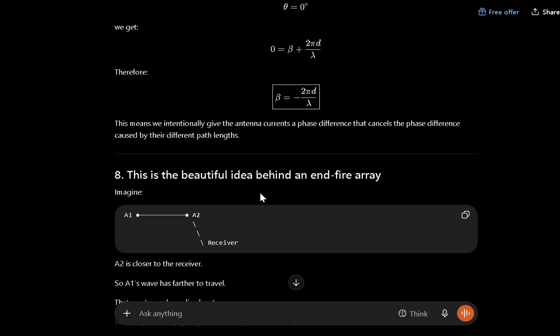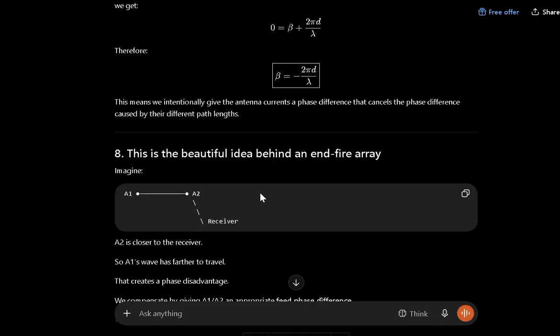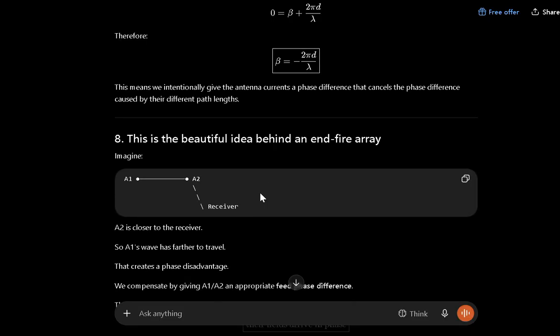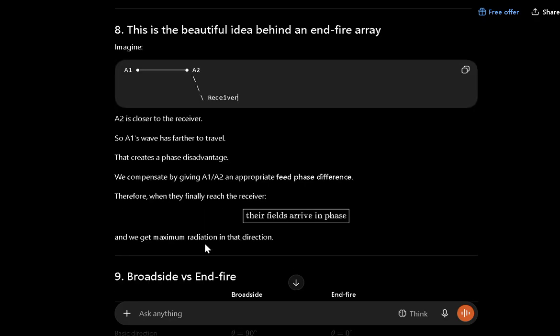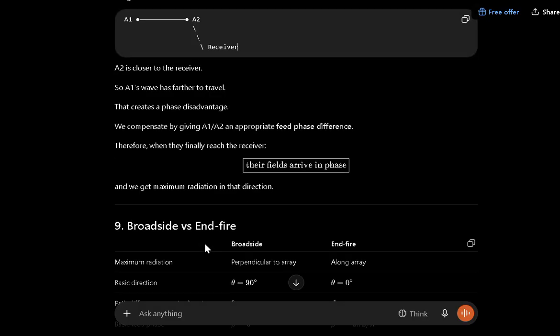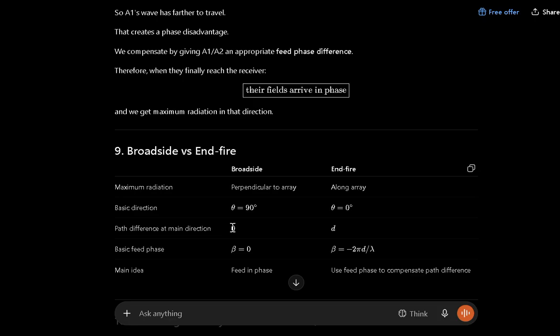A1, A2 and receiver. A2 is closer to the receiver, so A1 will have further to travel, which creates a phase disadvantage. We compensate by giving A1 and A2 an appropriate feed phase difference. Therefore, when they finally reach the receiver, their fields are in phase and we get maximum radiation in that direction. Broadside versus end fire: theta equals 90, theta equals 0, path difference zero in the broadside direction.